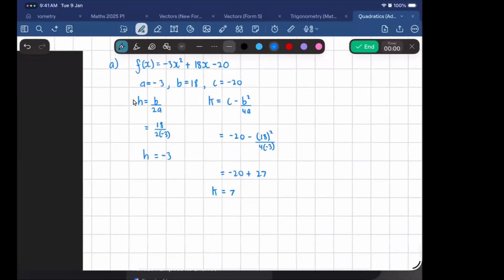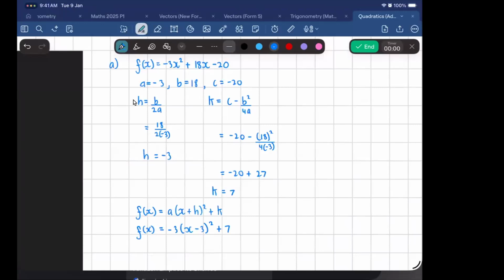So what would f of x be in the completing square form? A open bracket X plus H close bracket squared plus K. Right, and what is a, h, and k? Negative 3, open bracket X take away 3 close bracket squared plus 7. Perfect. That's the correct answer. You're supposed to get that.